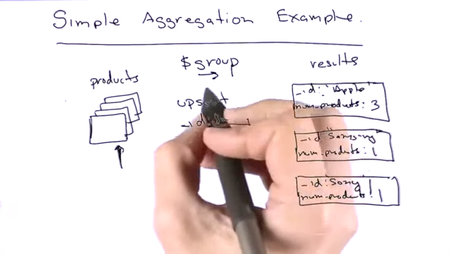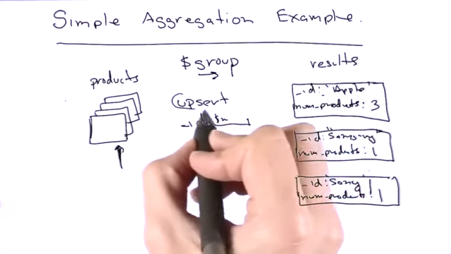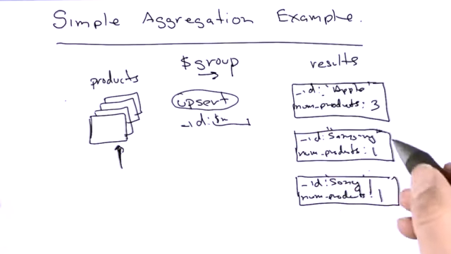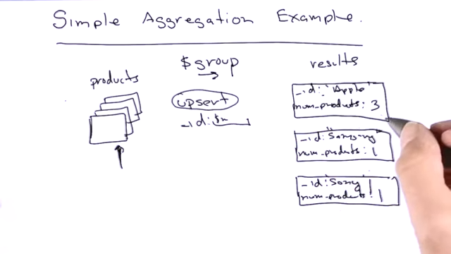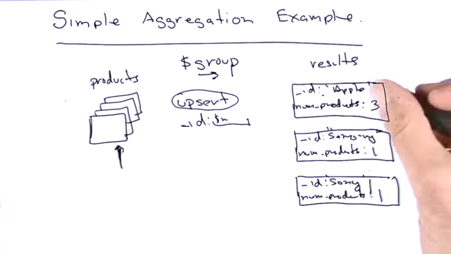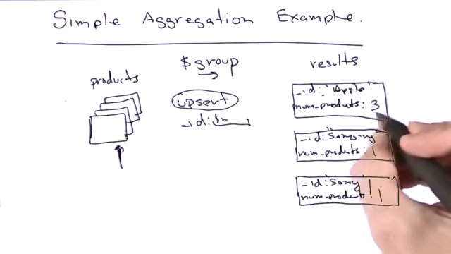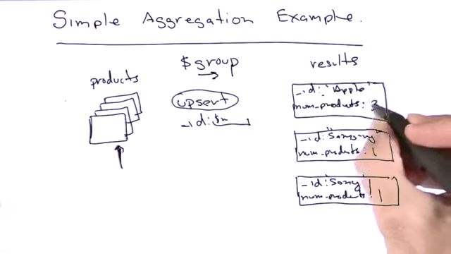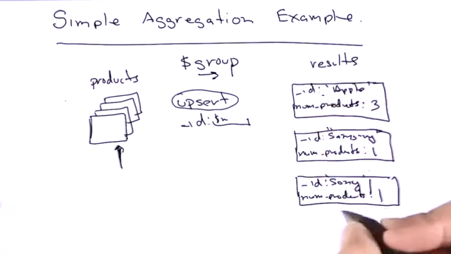You can almost look at this again as an upsert, or I like to think of it as an upsert, because it's creating documents in the results set if they don't already exist. If they do exist, it's just updating them. It's running that aggregation operator against the fields other than _id.